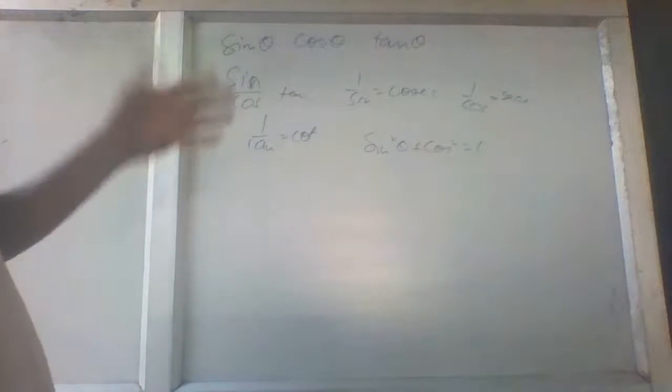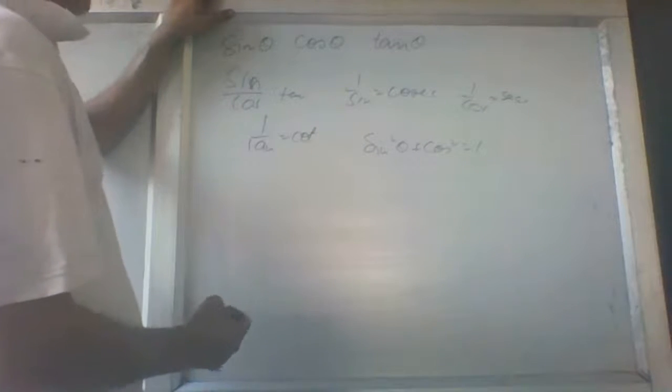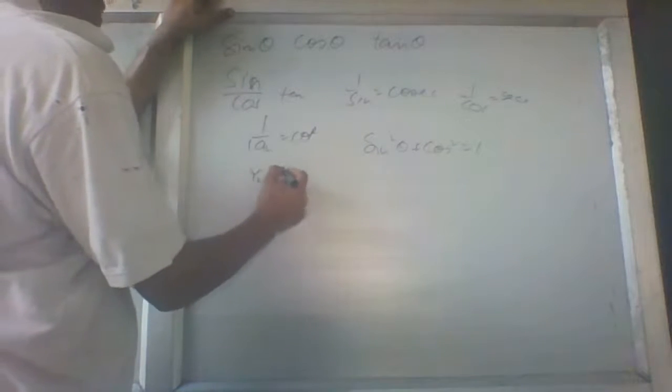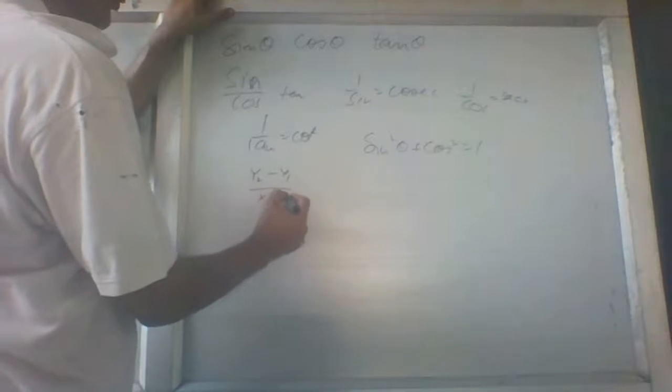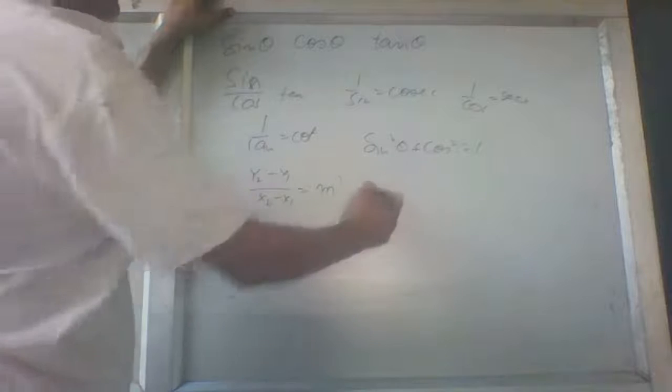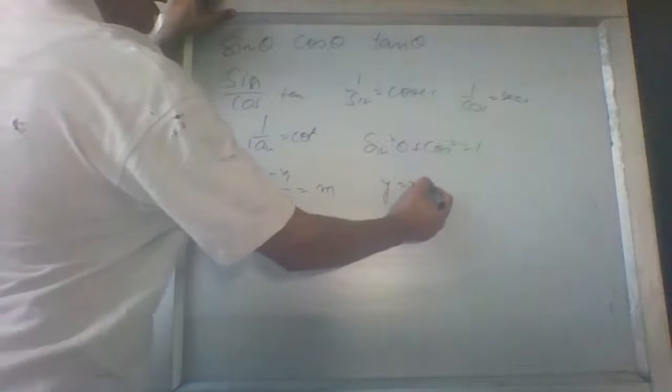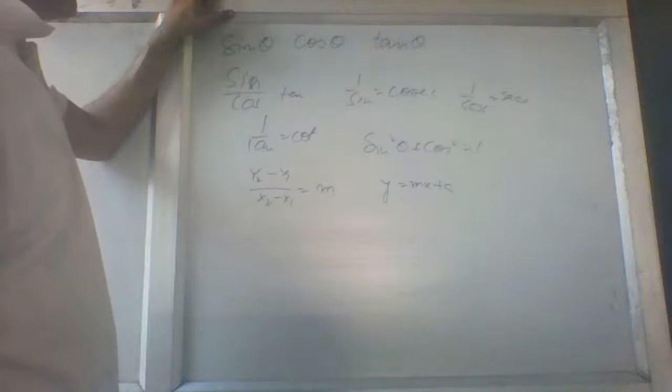Okay, this we studied. Then we had gone through different things, and that was the slope. y2 minus y1 upon x2 minus x1 was the slope, or m. The formula was y is equal to mx plus c. This was the straight line formula we studied.